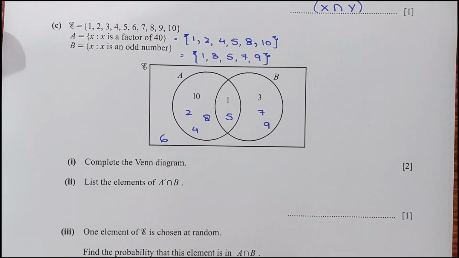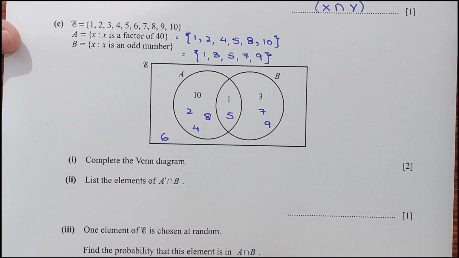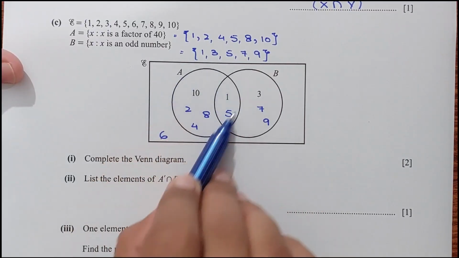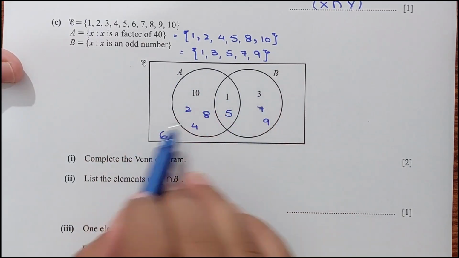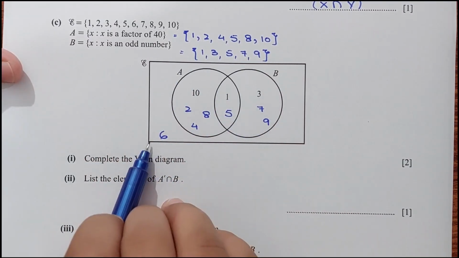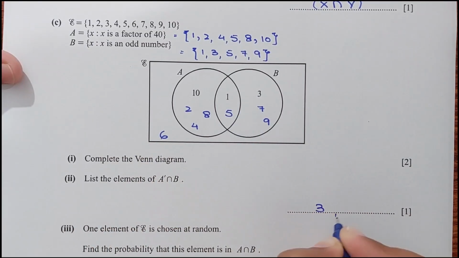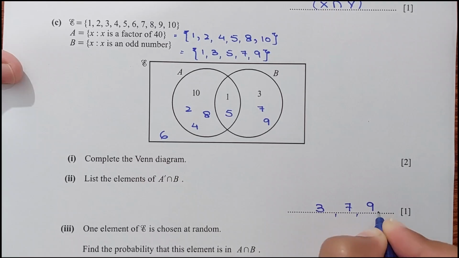Yes. Now for the second part, list the elements of A complement intersection B. What elements are in A complement intersection B? A complement is the region which is outside of A. This is A, and the outer portion of A is 3, 7, 9, and 6. Its intersection with B is 3, 7, and 9.